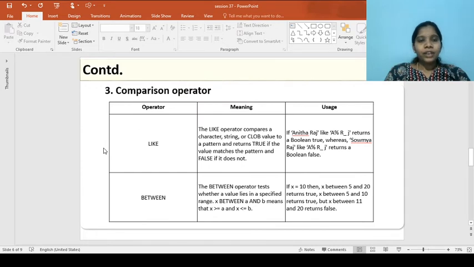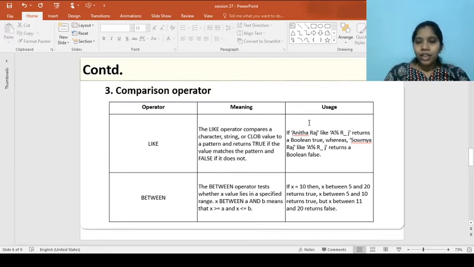The next type of operator is the comparison operator. The first comparison operator here is the LIKE operator. This LIKE operator is used to compare characters, string or clob type of value to a pattern, and returns a true value if the value matches the pattern, and it returns a false value if the value does not match the pattern.